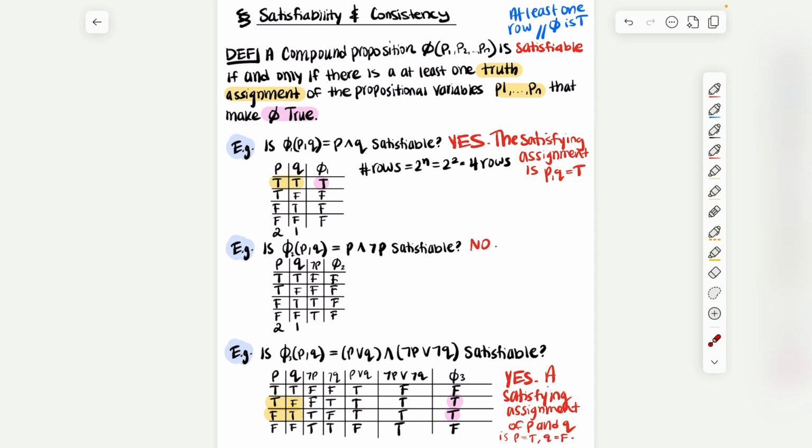So to summarize, if they're asking you if a compound proposition is satisfiable, you're really just looking for at least one row where the compound proposition is true. Here we had at least one where the compound proposition was true. Here we had at least one where the compound proposition was true. You only need to show one to say that it's satisfiable, that it can be true at least once. Here we had none, so the compound proposition is never satisfied because it's never true. And that's it for part 1 of this video. In part 2, we'll talk all about consistency.